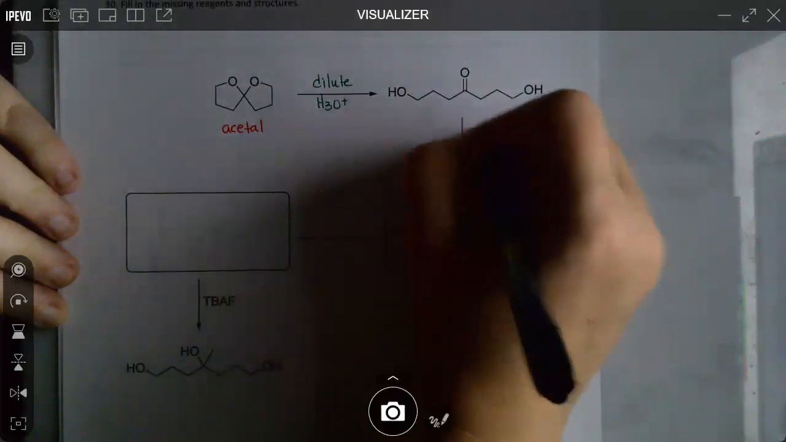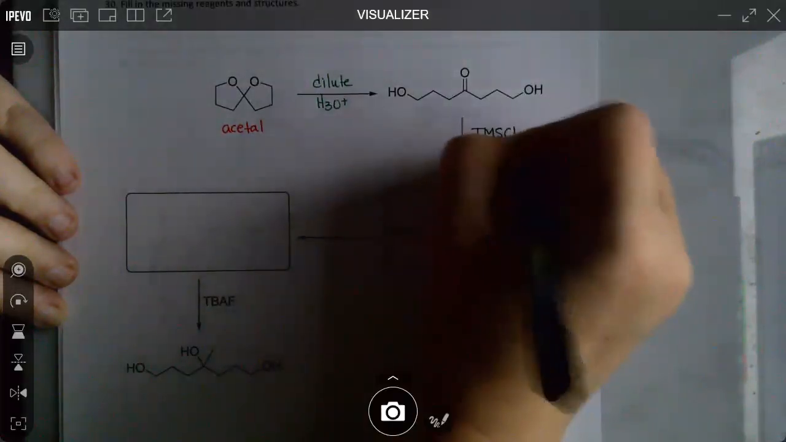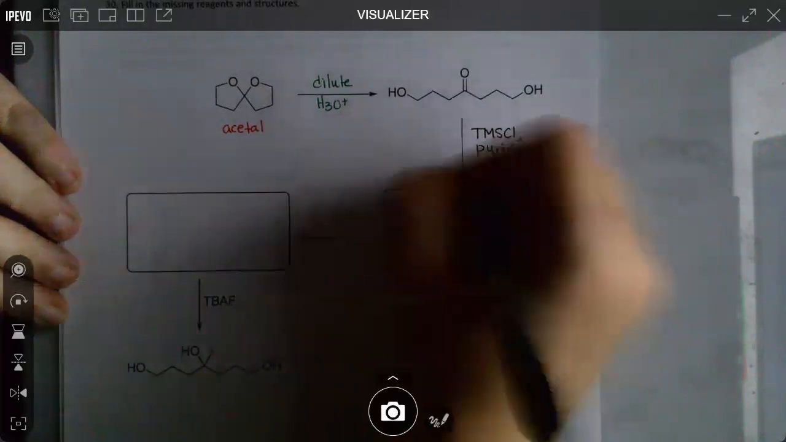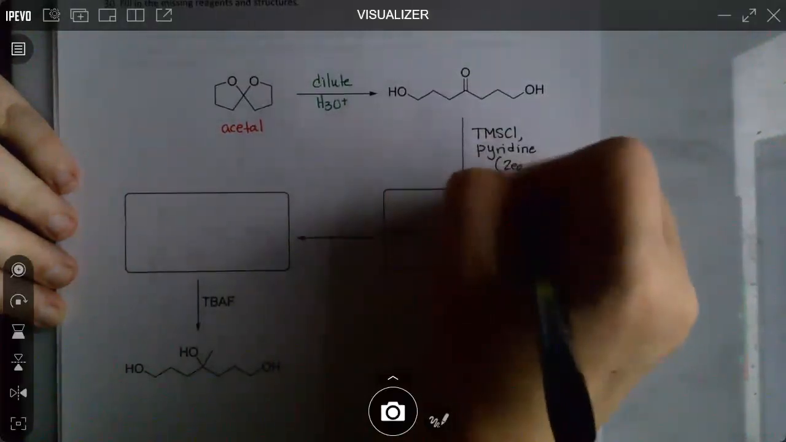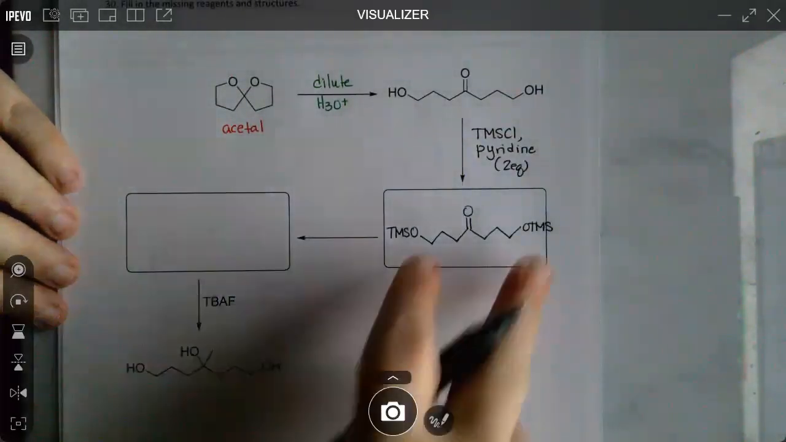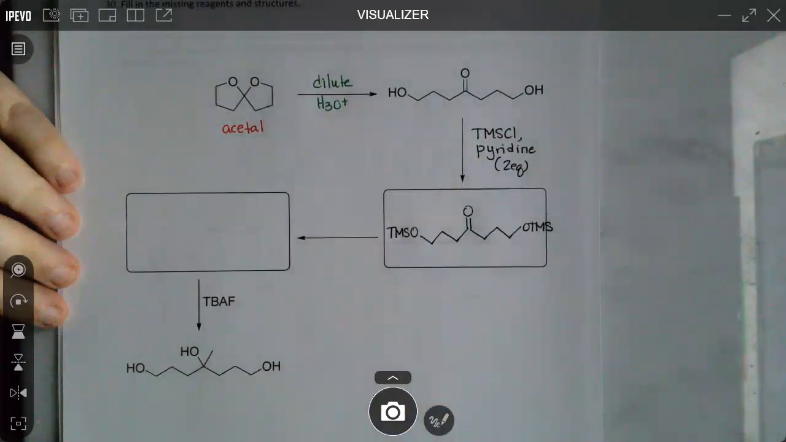Right, so we're going to use TMS chloride and pyridine to put those on. And we'll need at least 2 equivalents because there's 2 alcohols that need to get protected. Now that these are protected, we can do the Grignard reaction.